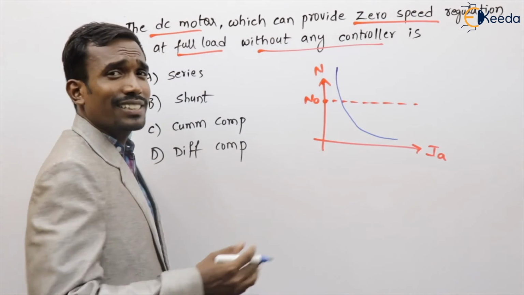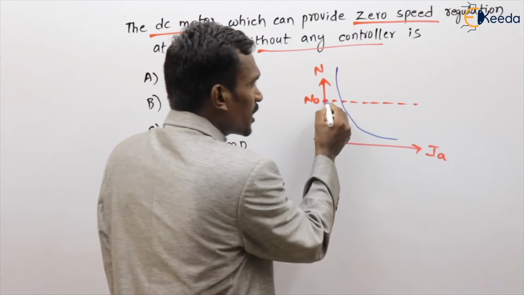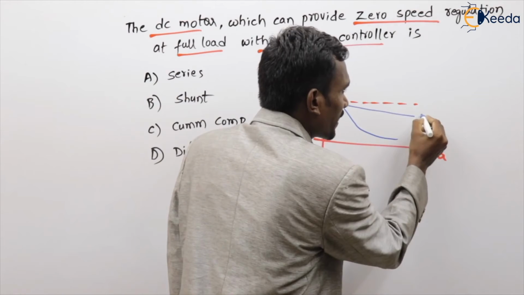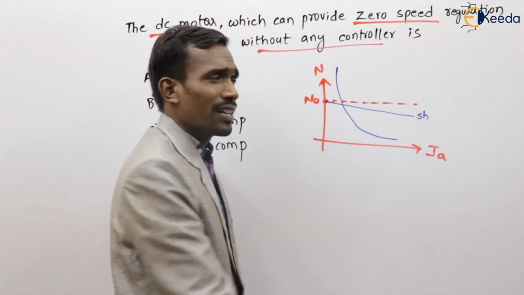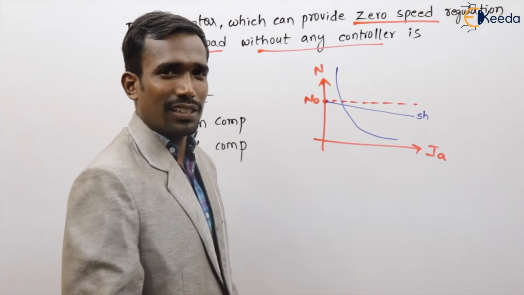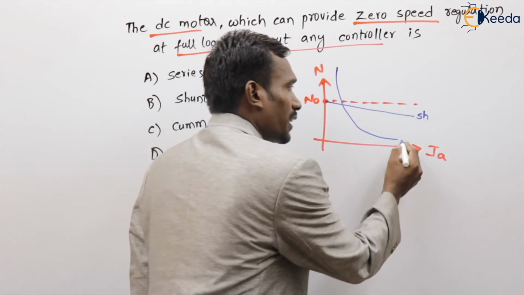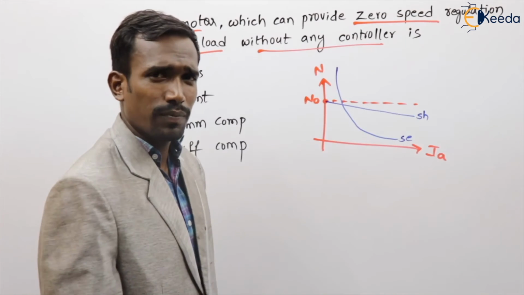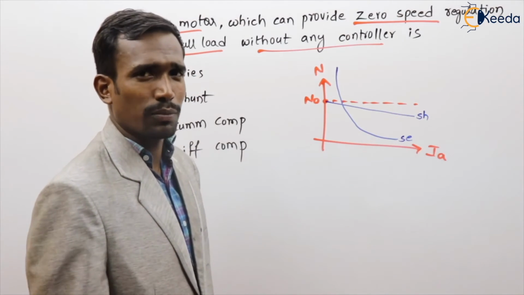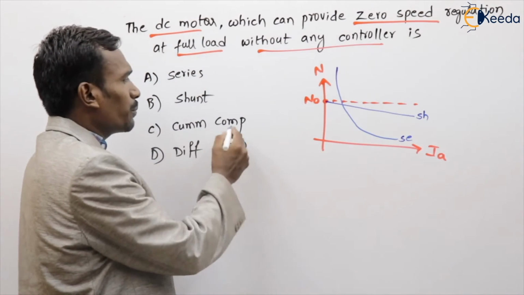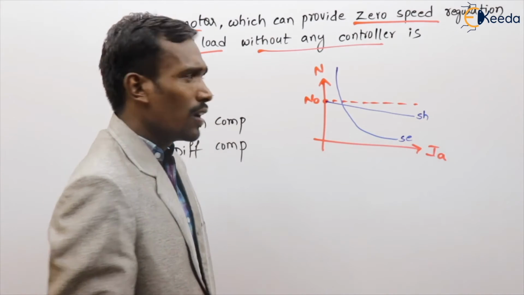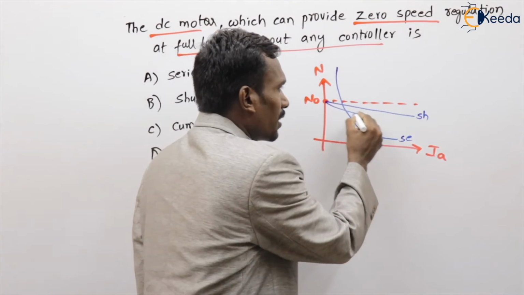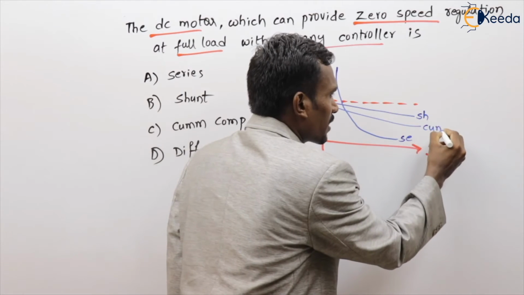Next one, for the DC shunt motor, the speed characteristics are like this, slightly drooping characteristics. For series motor and for shunt motor, zero speed regulation is not possible. And for the cumulative compound motor, the speed characteristics are like this.